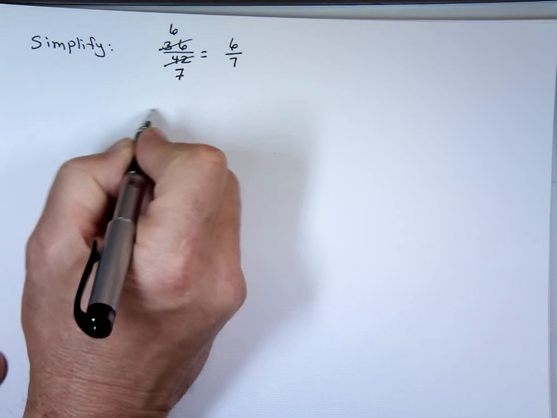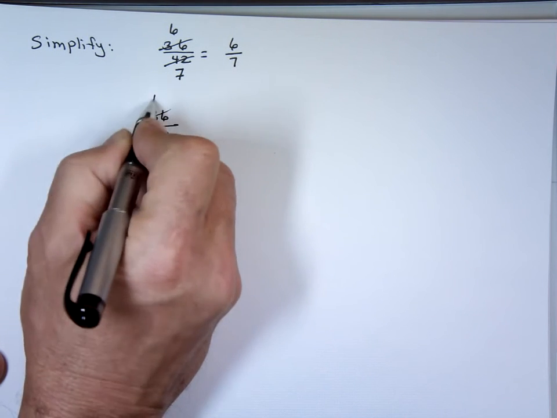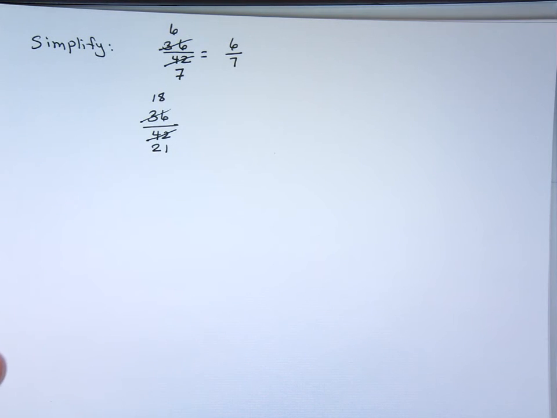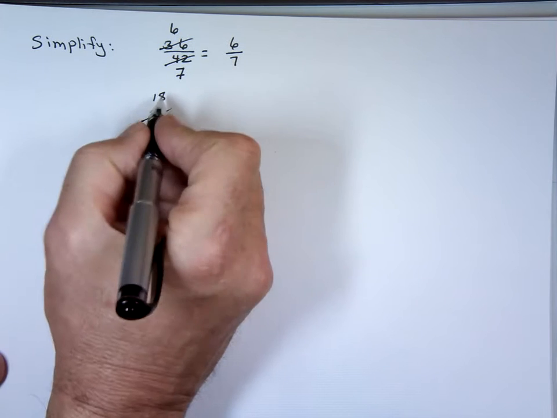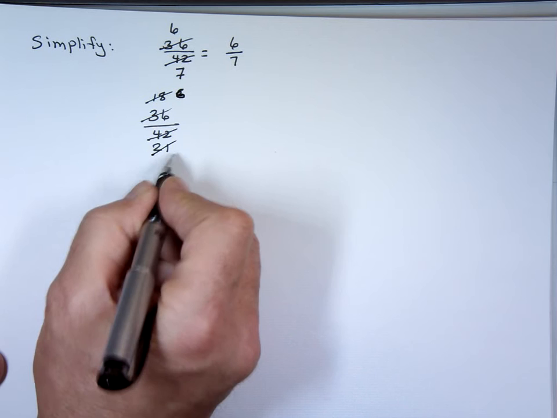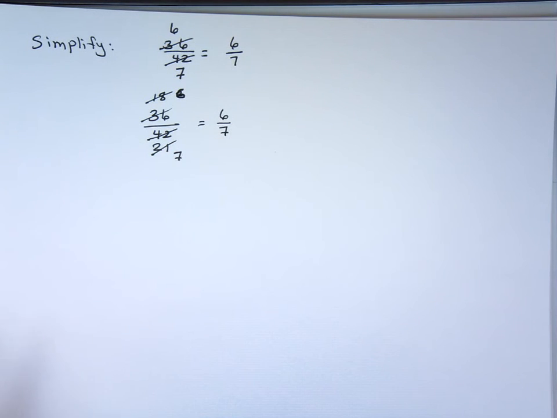Notice if you did it by 2, you'll have what? 18 over 21. Now you can divide it by 3. By 3, this is what? 6. And by 3, this is what? 7. Either way, your answer is 6 over 7. But if you see the bigger number, it's quicker to get to the answer.